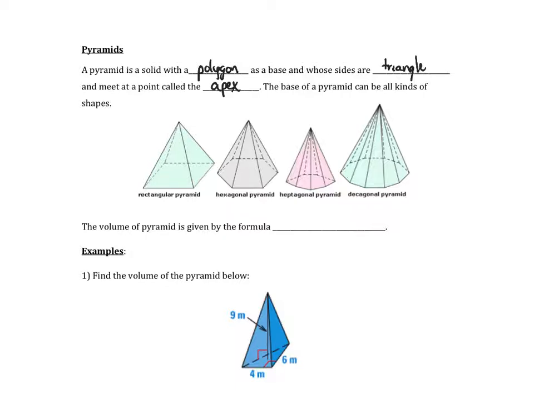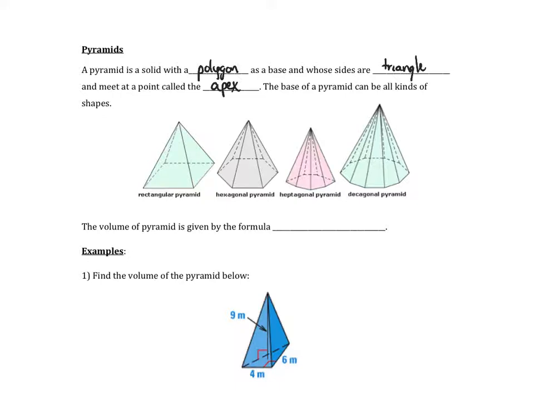So the base of the pyramid can be all kinds of shapes. If we look at some of the diagrams below, we've got a rectangular pyramid. Those are the ones you see in Egypt, I think. I've never been to Egypt. I don't think they're triangular. I think they're rectangular. We have hexagonal pyramids. We have heptagonal pyramids. We have decagonal pyramids. You really could have an infinite amount of pyramids and sides.